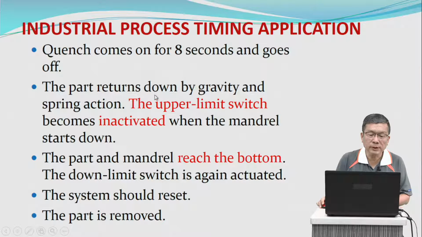The part returns down by gravity and spring action. The upper limit switch becomes inactivated when the mandrel starts down. The part and mandrel reach the bottom. The down limit switch is again actuated. The system should reset. The part is removed.